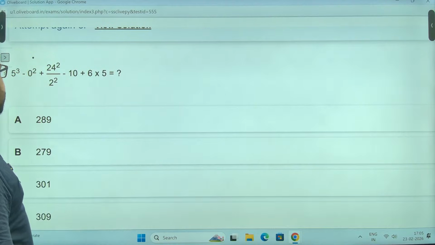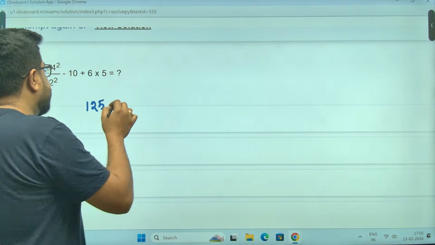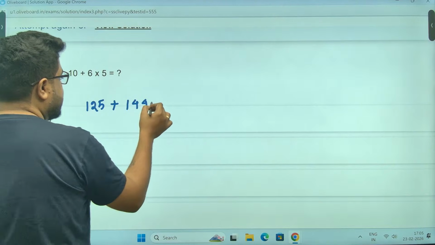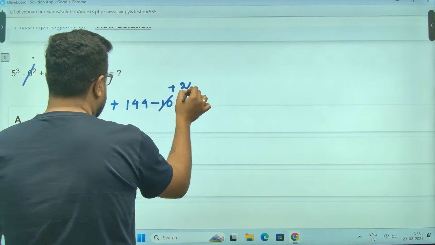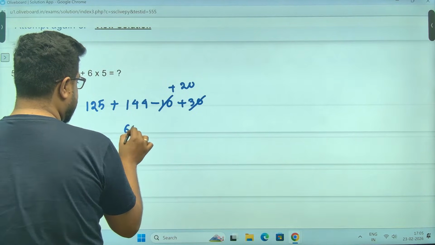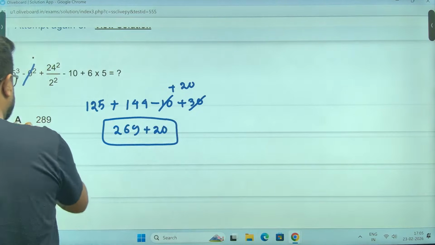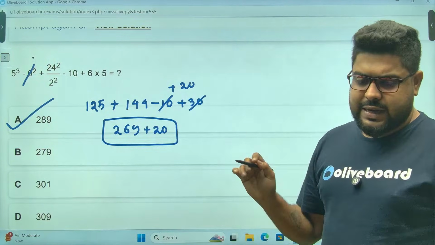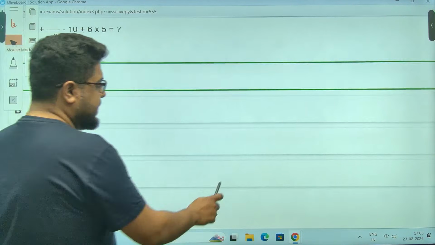5 cube minus 0 square. So 0 square again, I don't need to take. 5 cube is 125, plus 24 square by 2 square, meaning 12 square, 144, minus 10 plus 30. So this is plus 20, sir. 125 and this 144 and 20 is 164, 269 and this plus 20, 289 is the answer. Option number 1, option number A, sir. Without a doubt, this is your correct answer. Very simple. First question, basic simplification done and dusted.